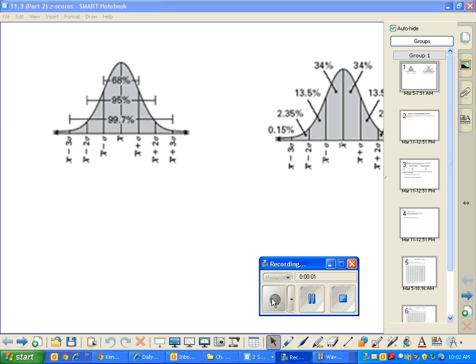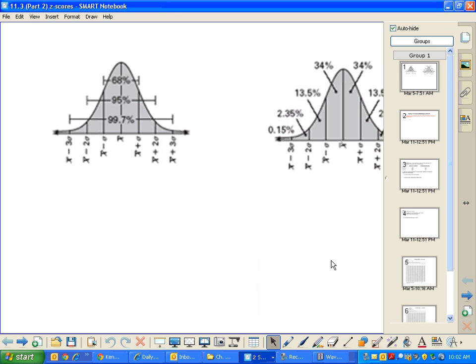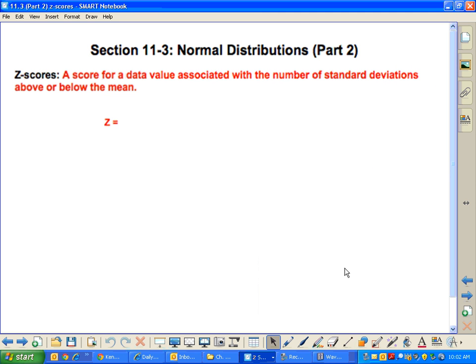For today's lesson, we talk about numbers of standard deviation that aren't whole numbers. So we start today's lesson with a vocabulary term. Your vocabulary term for today's lesson is z-scores. When you calculate a z-score, what you are actually calculating is a score for a data value. You're giving it a score. That score is associated with the number of standard deviations either above or below the mean.